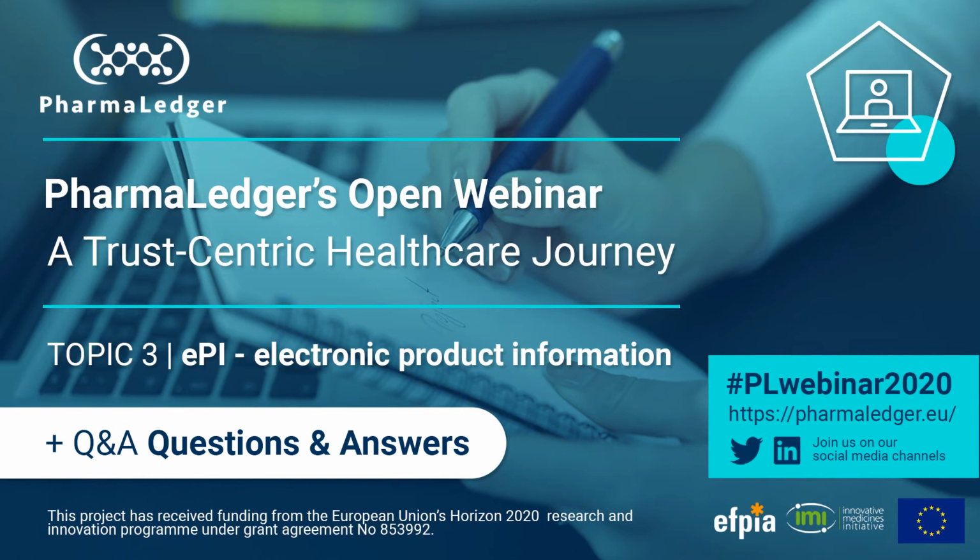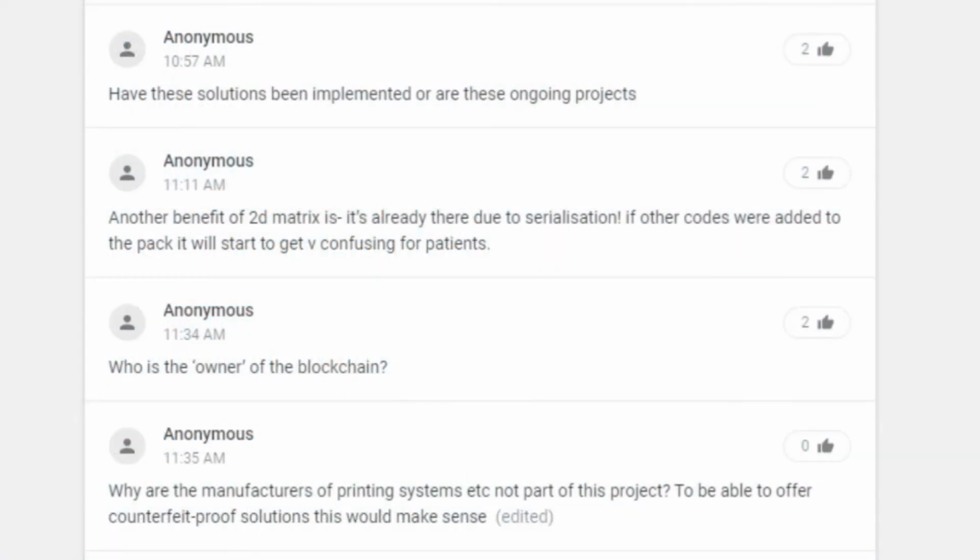I think our next question regarding whether these solutions have been implemented or they're ongoing projects, I think Dan answered that with a question earlier on, that this is an ongoing project. So if it's okay, unless anyone has anything to add to that, I'll move on to the next question, which is the benefits of the two-day matrix.